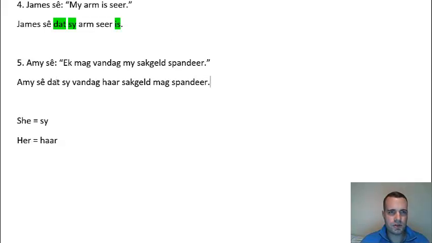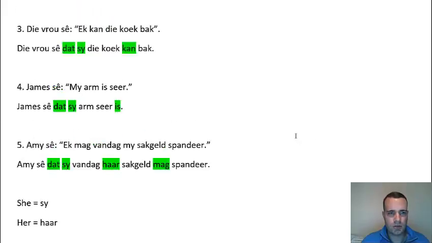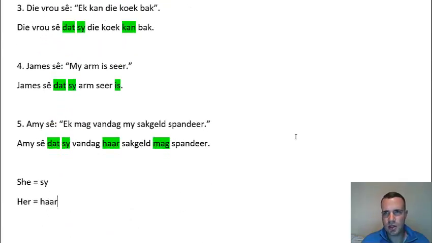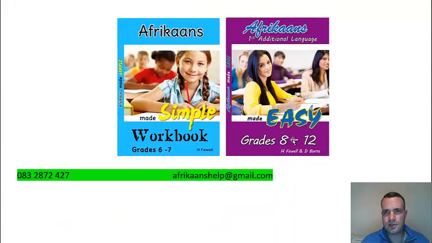So we've got the dat there, we've got the sy there, we've got the haar there, and we've got the mag in there. So quite a few things that you need to look out for. You have to be very careful with Indirekte Rede not to mess it up. But again, in both of these books, the primary school book and the high school book, there's lots of practice sentences, and it takes you right up to that grade 12 level, where you need to be, obviously, when you're finishing up with school.